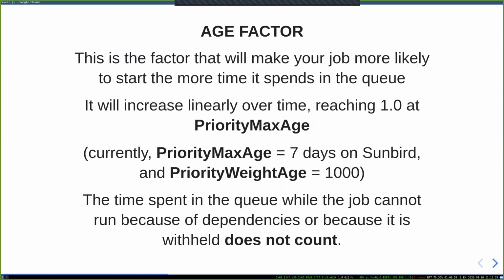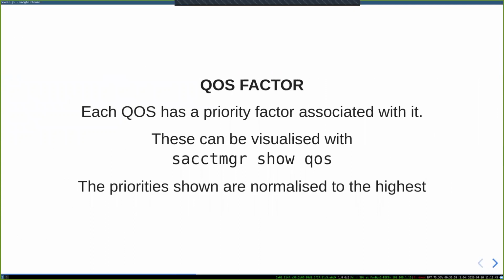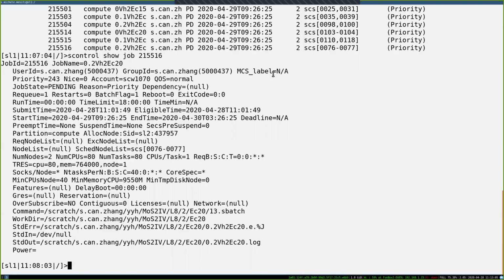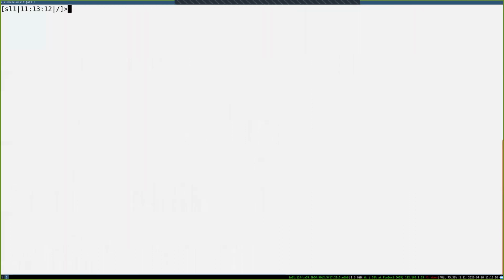All the rest of the factors are basically constant in time. Let's see them. There's a quality of service factor. Each quality of service has a priority factor associated with it, and these can be visualized with this command. I don't know if there are other commands. This is the one that I have used. So let's look at them then. I'll clear my screen. As account manager, show QoS.